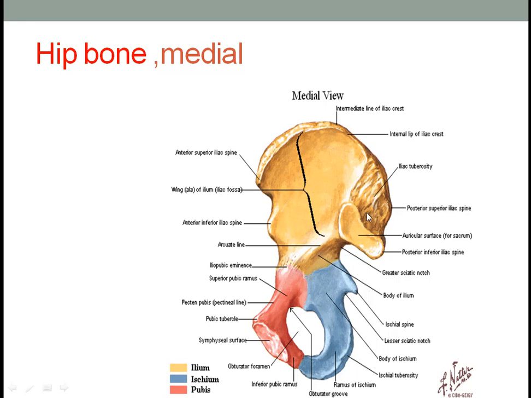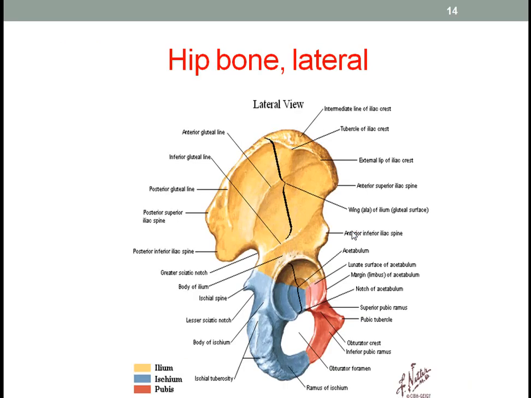This is the iliac tuberosity. And here we have the iliac fossa. So from outside the surface, gluteal surface, from inside we have the iliac fossa. We have this line here, which is the arcuate line. It's found here. So this is about the ilium.